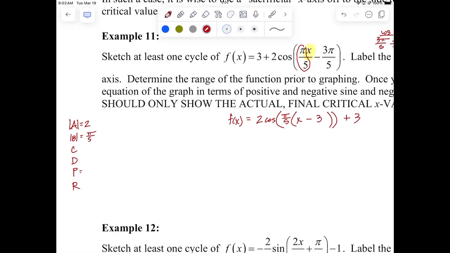So let's jump down to the period. The period is 2 pi over pi fifths, 2 pi divided by pi fifths. And what is 2 pi divided by pi fifths? Is it 2 fifths or 10? Yes, you're right. It's one or the other. It's actually 10. You stay, change, flip.